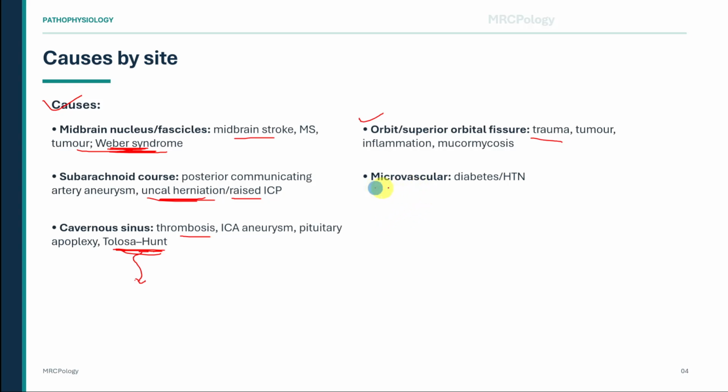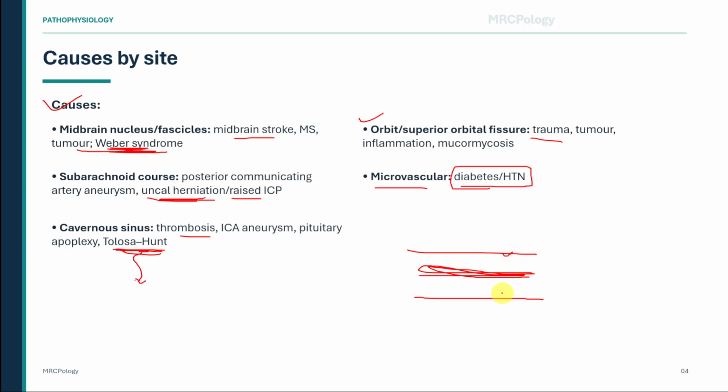Finally, microvascular third nerve palsy. This is common in older patients with diabetes, hypertension, hyperlipidemia, or smoking history. The palsy is often acute, may be painful, and is classically pupil-sparing. It usually improves spontaneously over weeks to months.